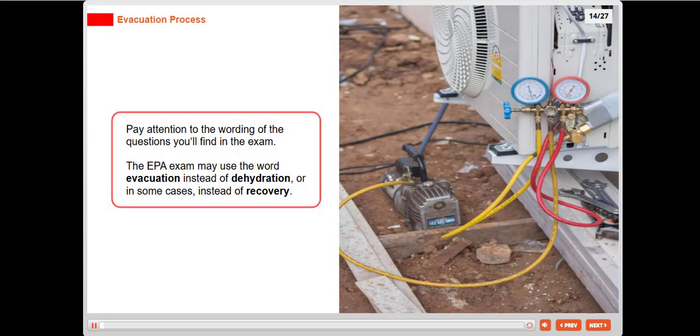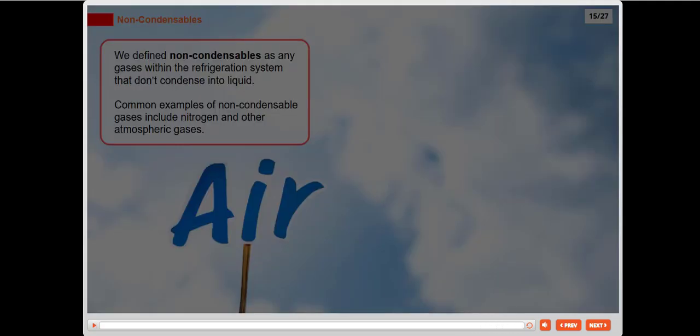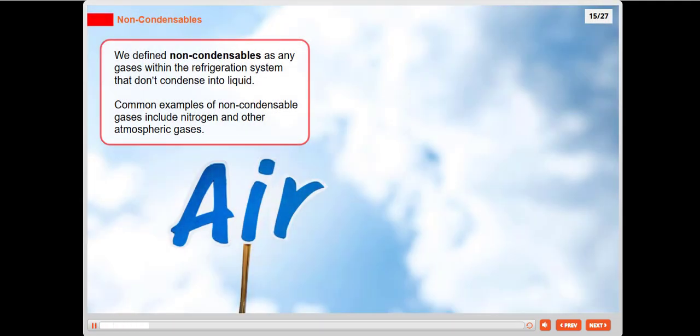Pay attention to the wording of the questions you'll find in the exam. The EPA exam may use the word evacuation instead of dehydration, or in some cases, instead of recovery. We define non-condensables as any gases within the refrigeration system that don't condense into liquid. Common examples of non-condensable gases include nitrogen and other atmospheric gases.